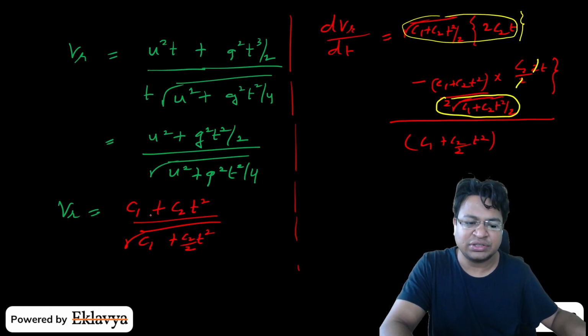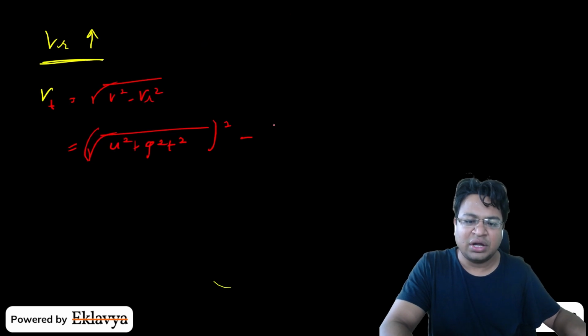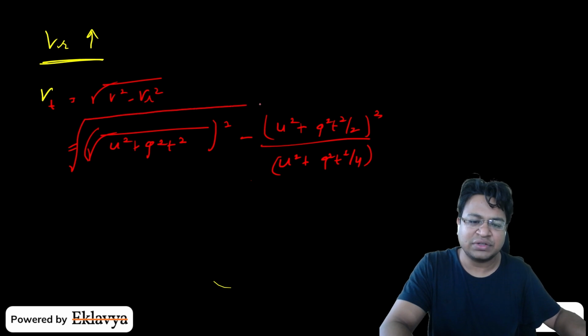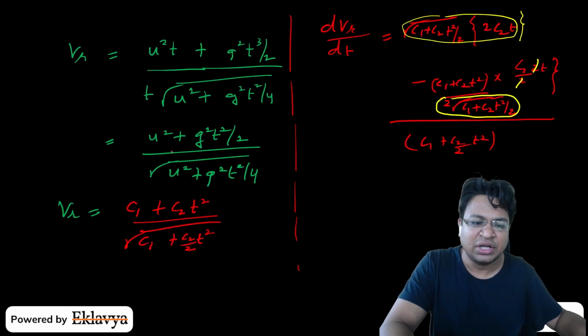How much was the radial component? Here it is. So it would be u square plus g square t square by 2, square of this, divided by u square plus g square t square by 4. There was a root. I have done the square and the square root of this entire thing. This is our transverse component of the velocity.